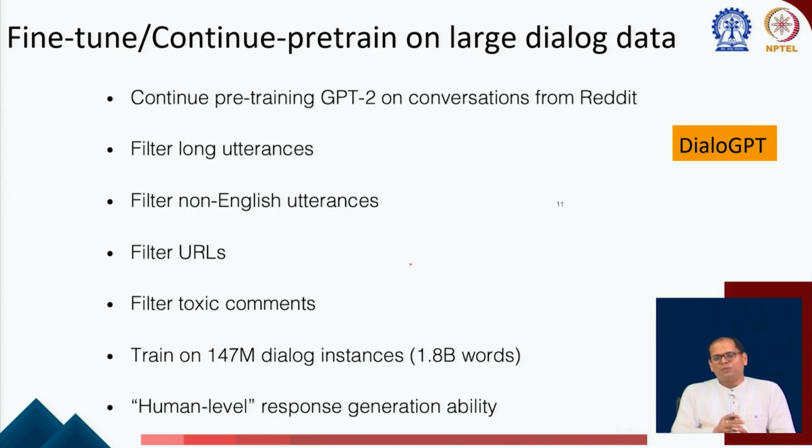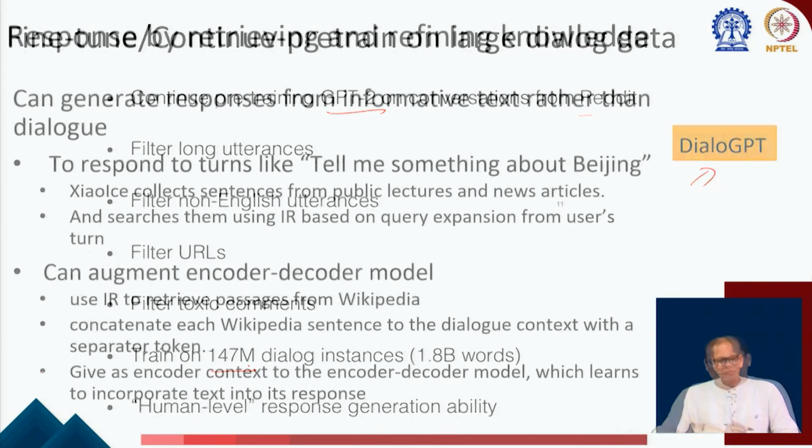So what people tried, you take a large language model, and try to pre-train it on this large data. For example, DialoGPT was one such attempt, where they started with GPT-2 and continued pre-training GPT-2 on conversations from Reddit. They filtered the long utterances, and also tried to filter the non-English utterances, URLs, and toxic comments, and they trained on 147 million dialog instances. This showed very good response generation ability, right, compared to the previous models that were available. This DialoGPT was a model from Microsoft, and this became very popular.